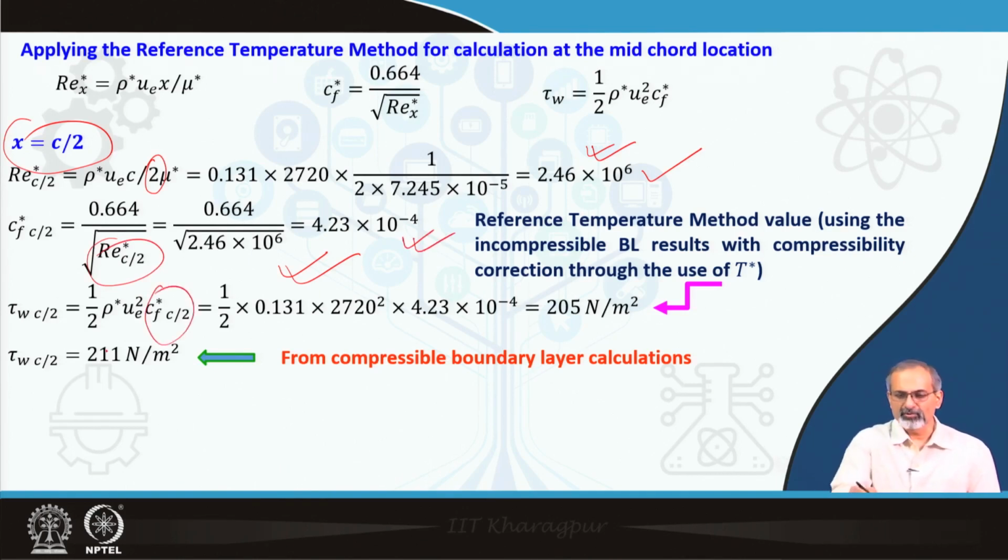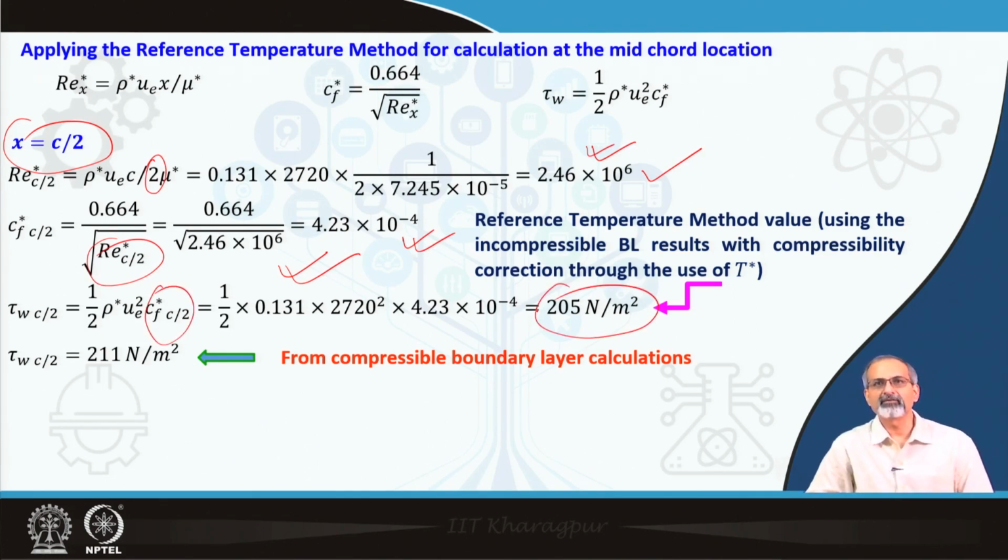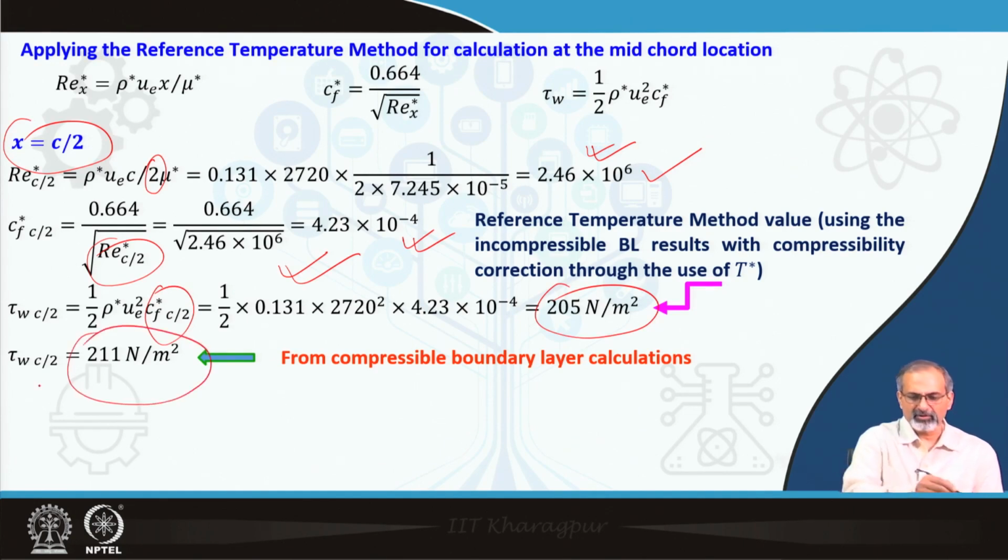That has an influence on the tau W. So, at C by 2 it comes out to be 205 Newton per meter square. And then how does it compare with your compressible boundary layer calculations? It is again not too far. So, we have a very encouraging comparison that we saw over here.